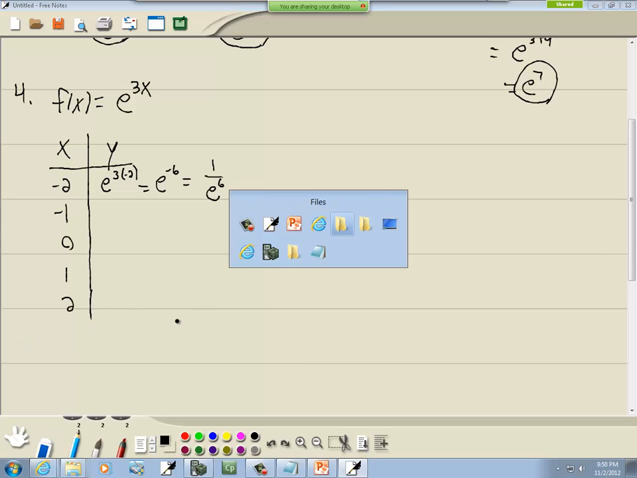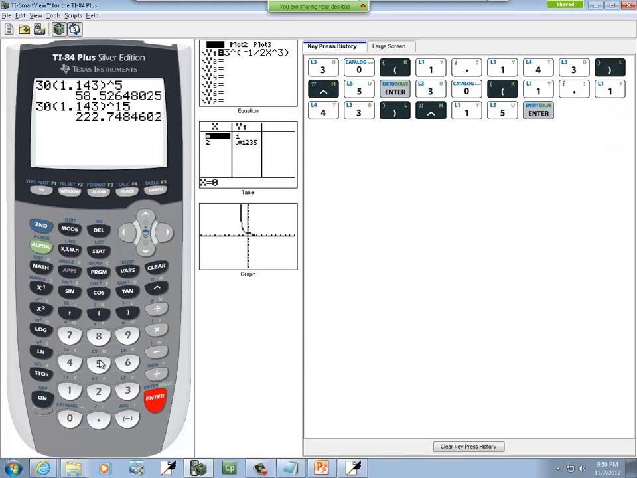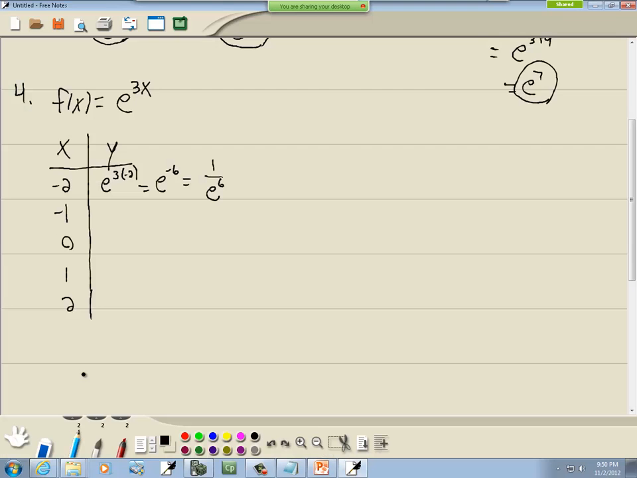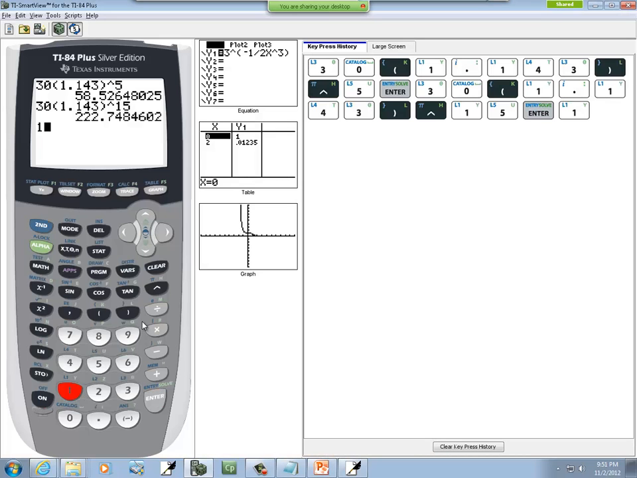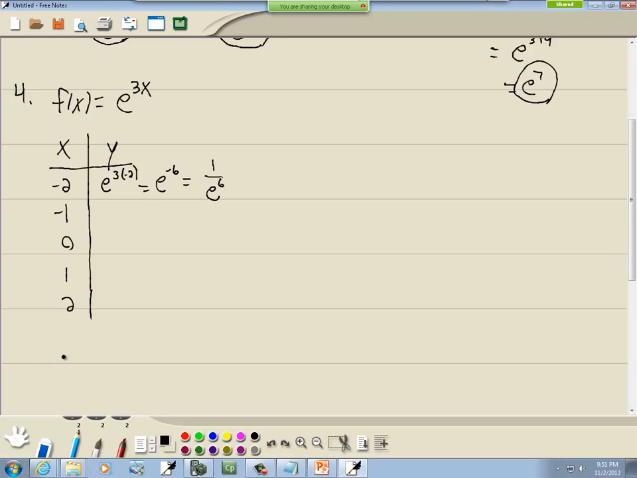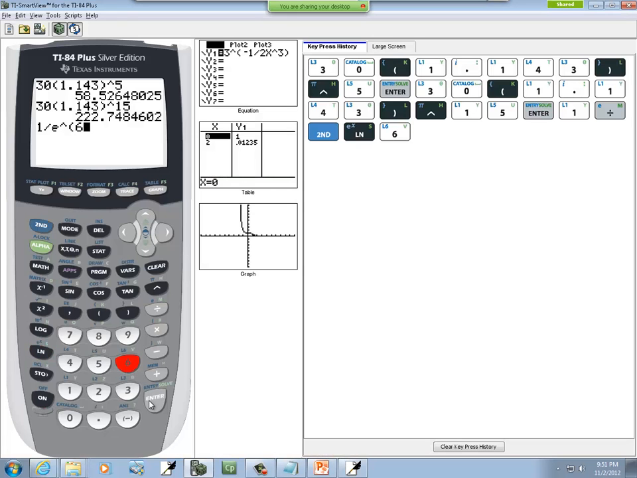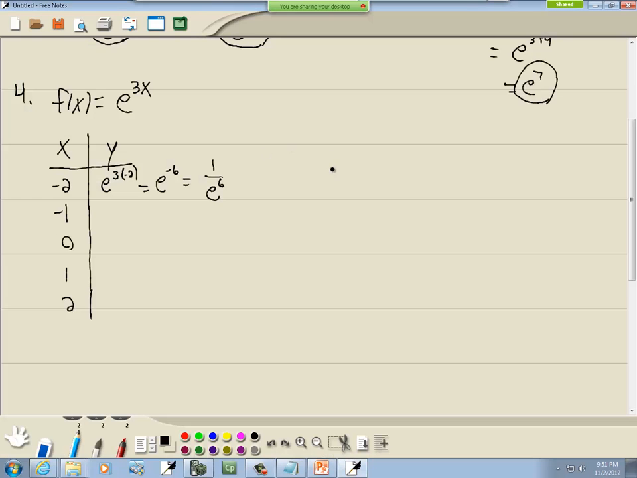Now I'm not going to actually do this completely by hand. E is, like I said, 2.7, bunch of decimal places. So I do 1 divided by, and how you get e on your calculator is you do second ln. That's the natural log. And then you put 6 in, and then press enter. 0.002. Pretty close to the x-axis.